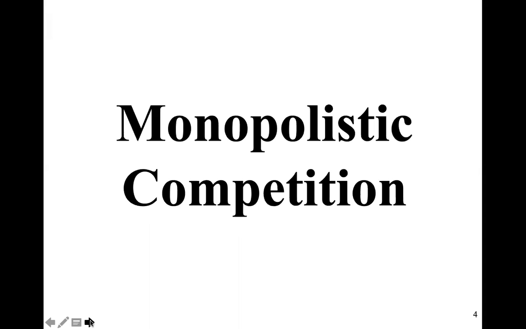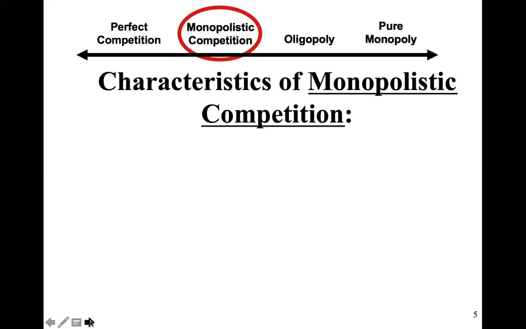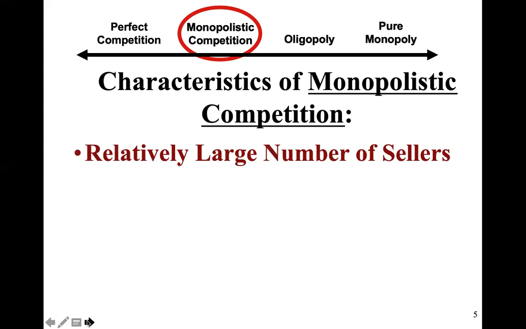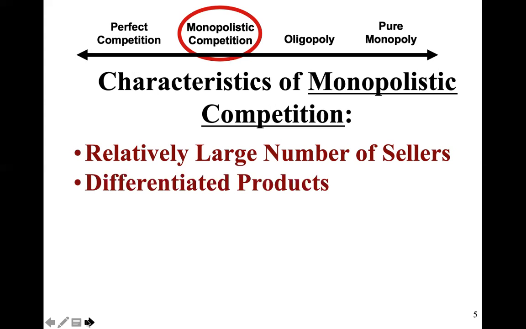All right, so today we are looking at the market structure of monopolistic competition. If we put it on our spectrum of the four market structures, it's going to go right there. So it's going to be closer to perfect competition and more competitive than oligopoly, but less competitive than perfect competition. In monopolistically competitive industries, there's a relatively large number of sellers. Usually we say there are hundreds of sellers that are competing in that particular market.